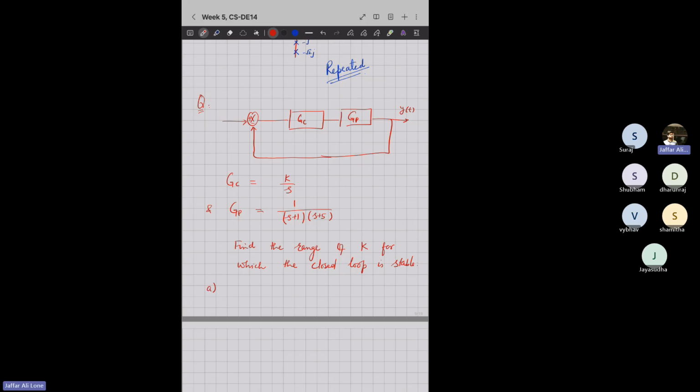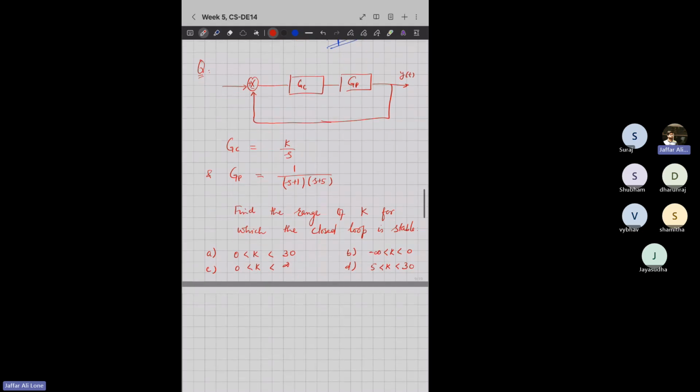Try to solve. Your options are: option A, 0 is less than K is less than 30. Option B, minus infinity is less than K is less than 0. Option C, 0 is less than K is less than infinity. Option D, 5 is less than K is less than 30.